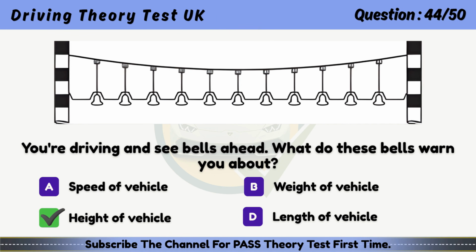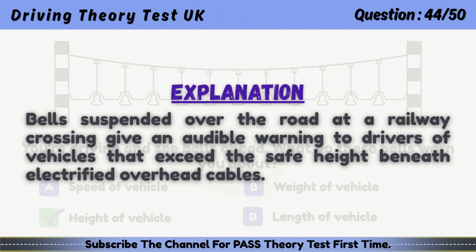Answer is C. Height of vehicle. Bells suspended over the road at a railway crossing give an audible warning to drivers of vehicles that exceed the safe height beneath electrified overhead cables.